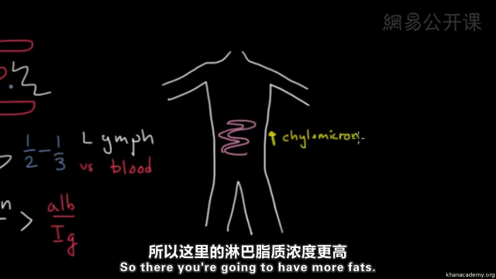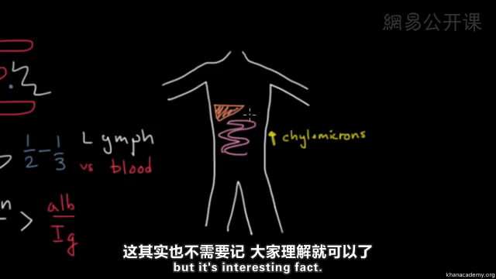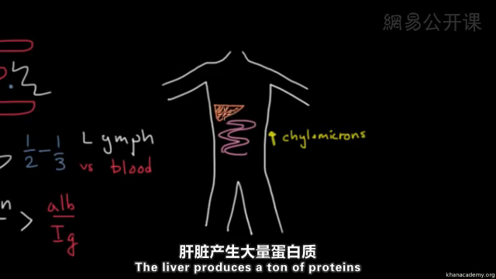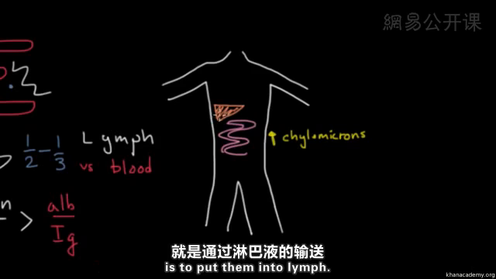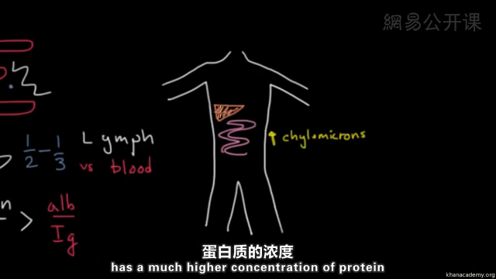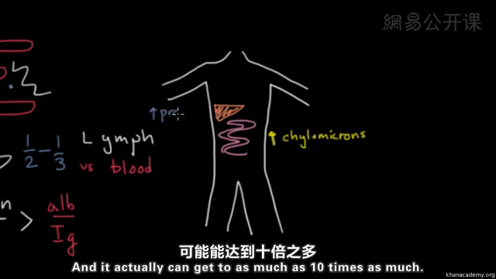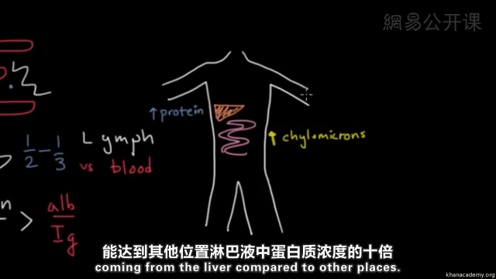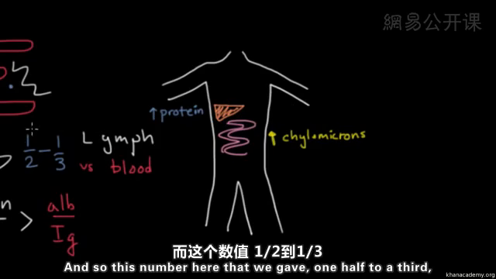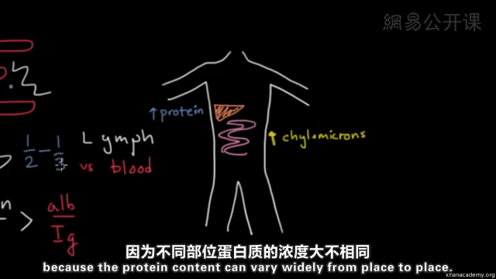So there you're going to have more fats, whereas when you go to the liver, and this is not something necessarily that you know or should know, but it's an interesting fact, the liver produces a ton of proteins that end up going into your blood. One of the ways that they get them into the blood is to put them into lymph. And so your lymph coming from the liver has a much higher concentration of protein than your lymph coming from elsewhere. It can get to as much as 10 times as much protein as in lymph coming from other places. And so this number here that we gave, 1/2 to 1/3, is really just an average of all the lymph all over your body, because the protein content can vary widely from place to place.